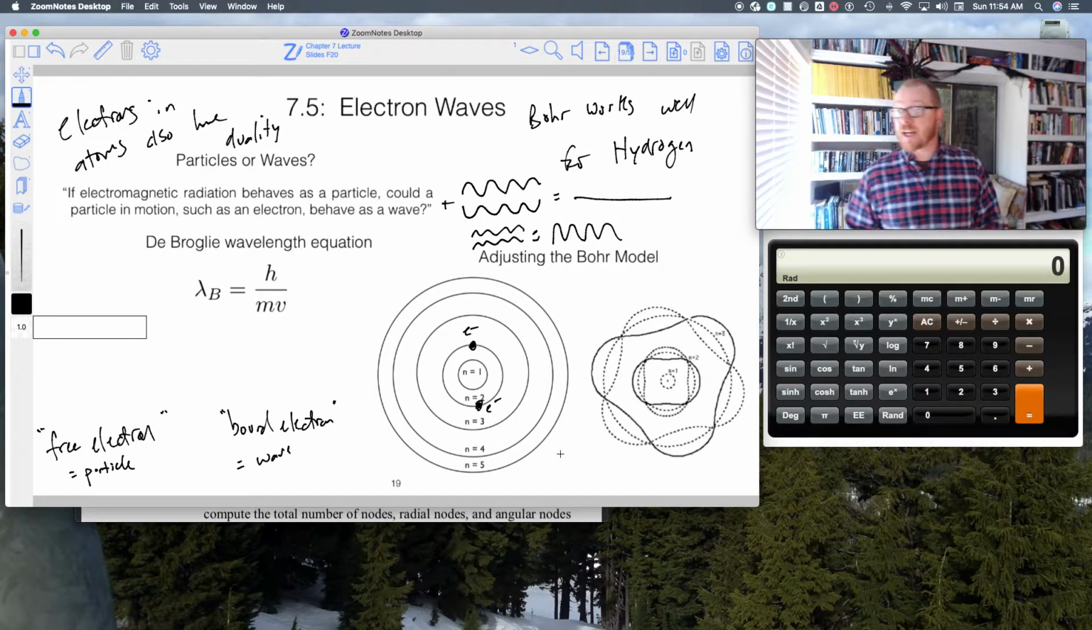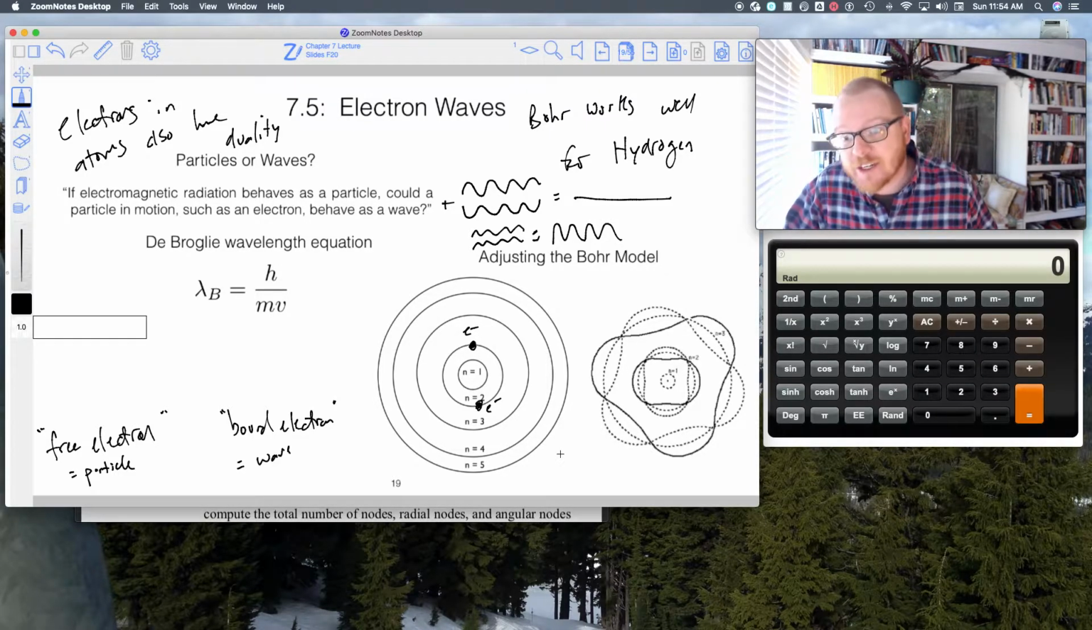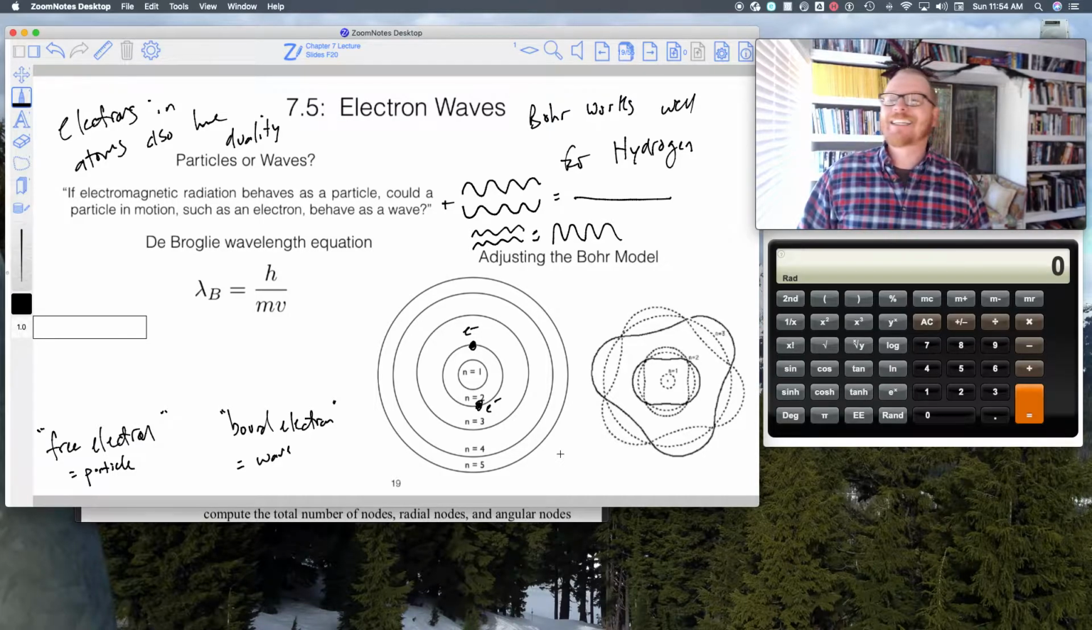Well, as soon as I put two electrons in that same orbit, they actually start interfering with each other. They can interfere with each other constructively, or they can interfere with each other destructively. All right? And that makes the Bohr model just not work. We can come up with other models that get quite complicated, and that's largely what quantum mechanics is all about, is trying to calculate these types of properties for more complicated molecules.